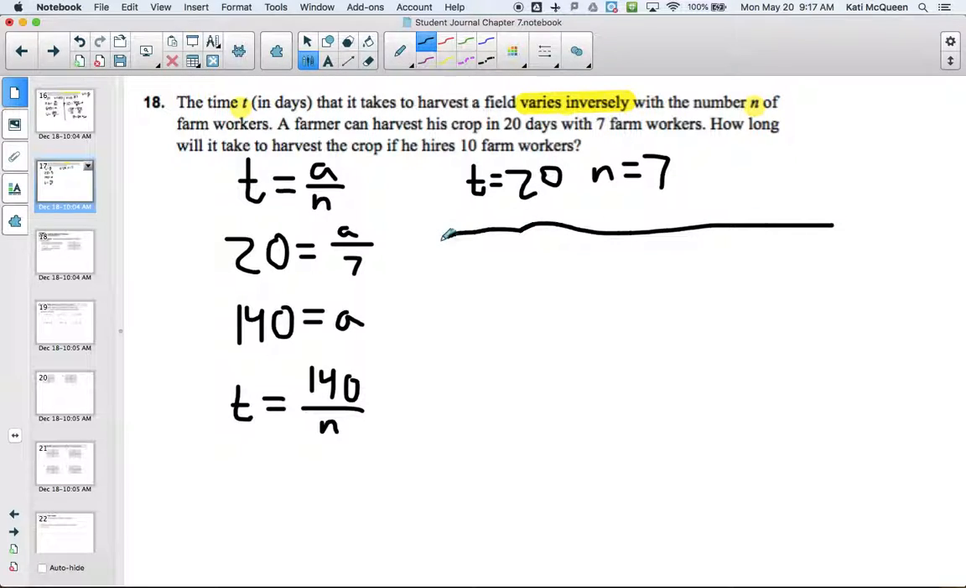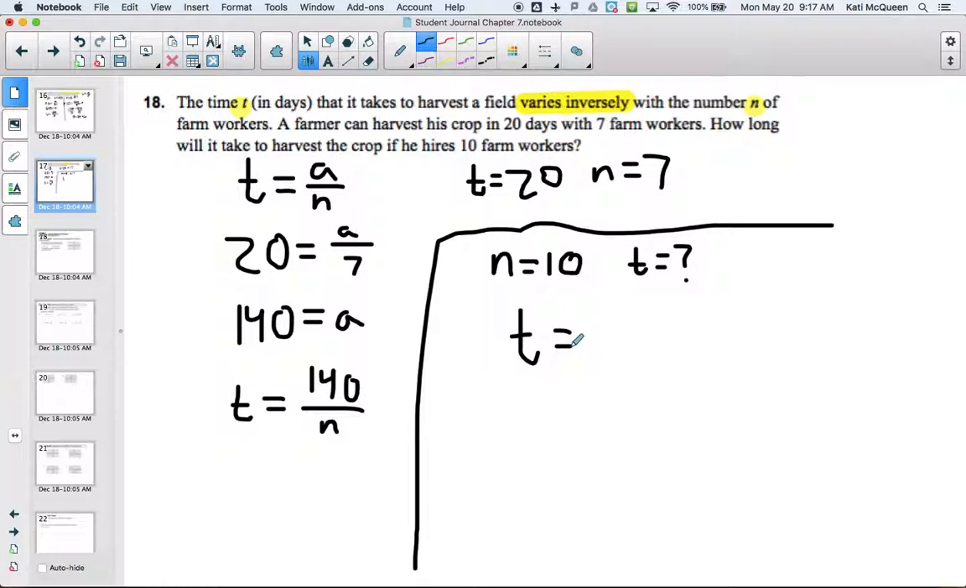Okay, so now they say, how long will it take to harvest the crop if he hires 10 farm workers? So they're telling us N is 20, or excuse me, 10. And we want to know what T is. He wants to know how long. So T is the time variable here. Okay, so we have T equals 140 divided by, we know N is 10. Okay, so 140 divided by 10 is just 14. So T is just 14. We want units here. So the time T in days. So it must be 14 days.